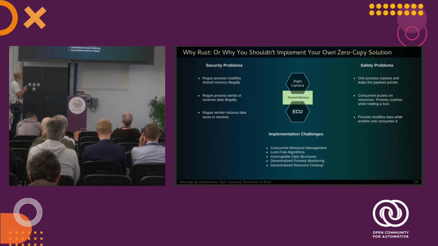And these are all the security issues. We have to take care that a rogue process cannot modify the data of a receiver or a sender, or send data in the name of another process, for instance.